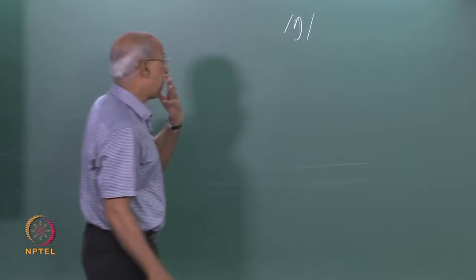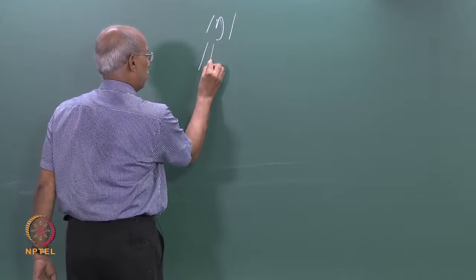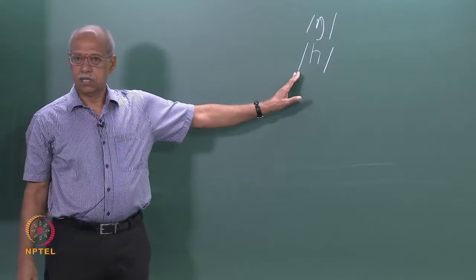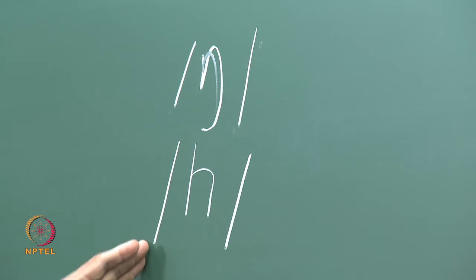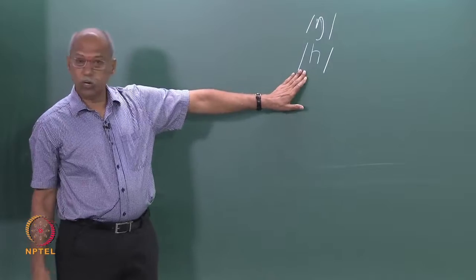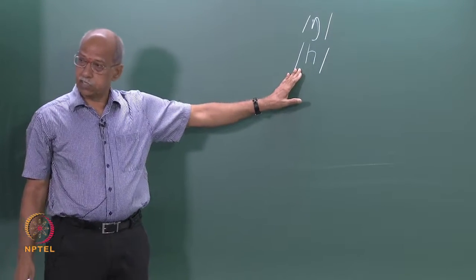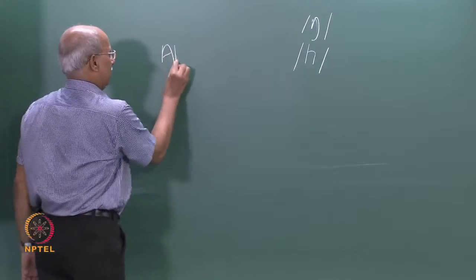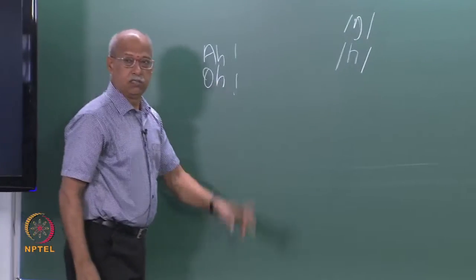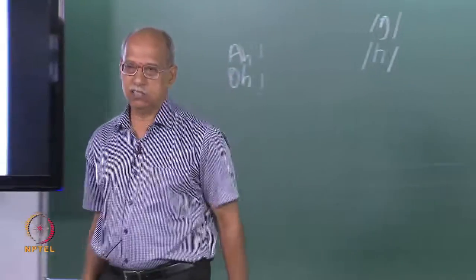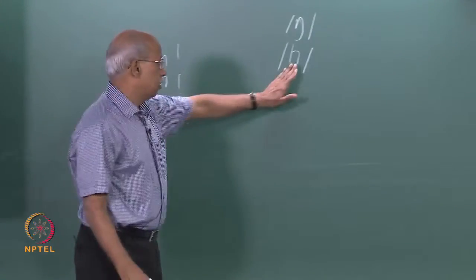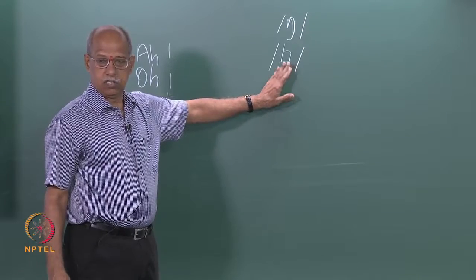Similarly, there is no English word that ends in this sound. What is this? Not a vibrating sound, just say ha. No word ends in this sound in English. They write it in the spelling, of course. You see a, you see o, but they are not pronounced. This does not occur at the end of the word.